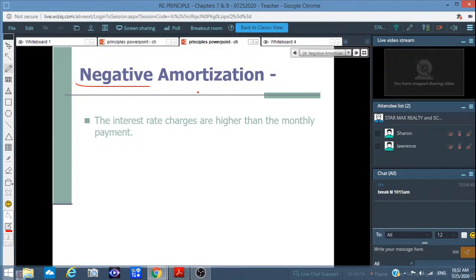Alright, negative amortization. The principal gets higher and higher. The interest rate charges are higher than the monthly payment.